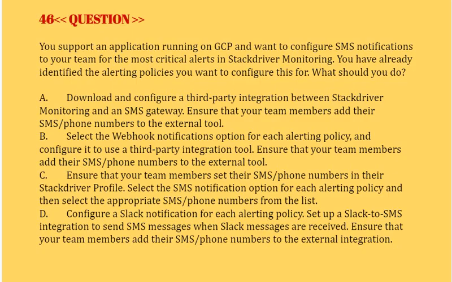Option C. Ensure that your team members set their SMS or phone numbers in their Stackdriver profile. Select the SMS notification option for each alerting policy and then select the appropriate SMS or phone numbers from the list. Option D. Configure a Slack notification for each alerting policy. Set up a Slack to SMS integration to send SMS messages when Slack messages are received. Ensure that your team members add their SMS or phone numbers to the external integration.